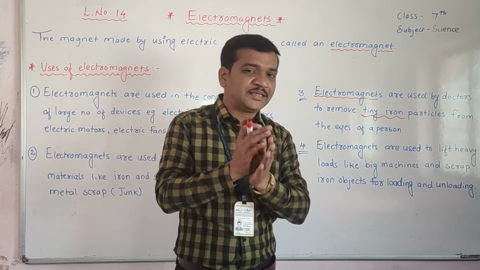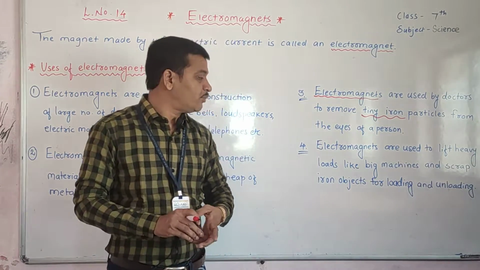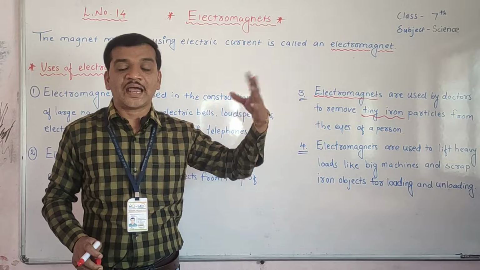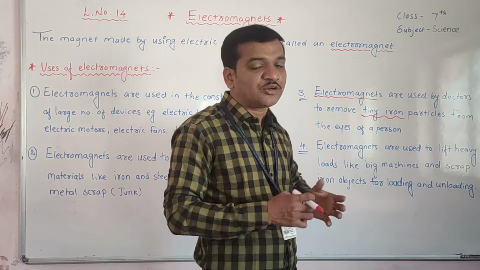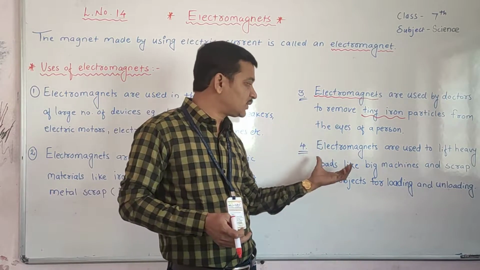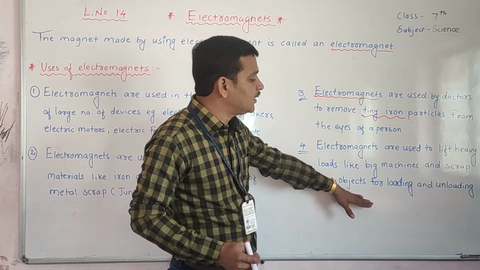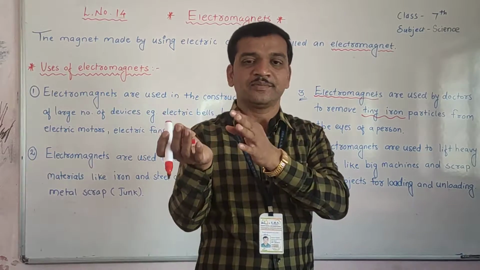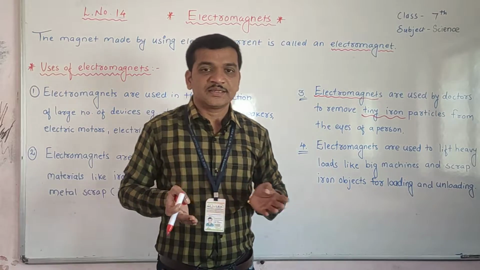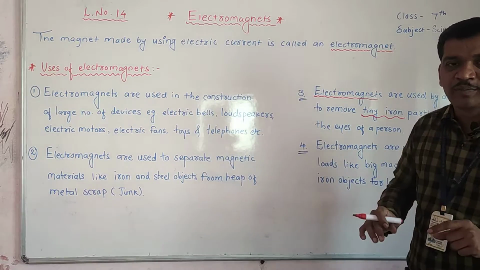Next use: electromagnets are used to lift heavy loads like big machines and scrap, which means the junk of iron, for loading and unloading vehicles. So these are the simple four uses of electromagnets.